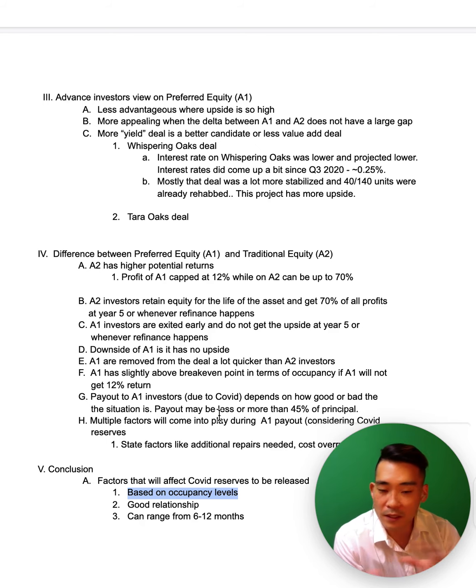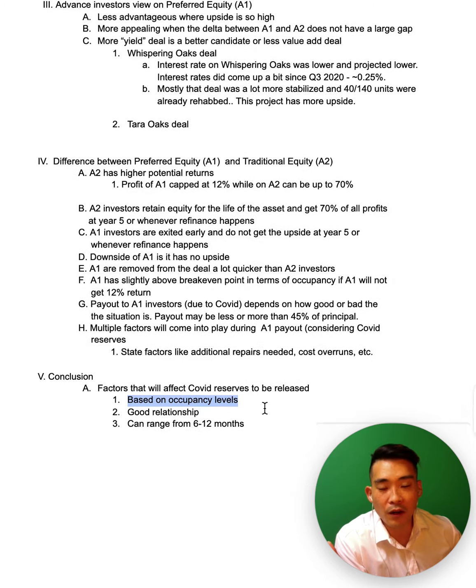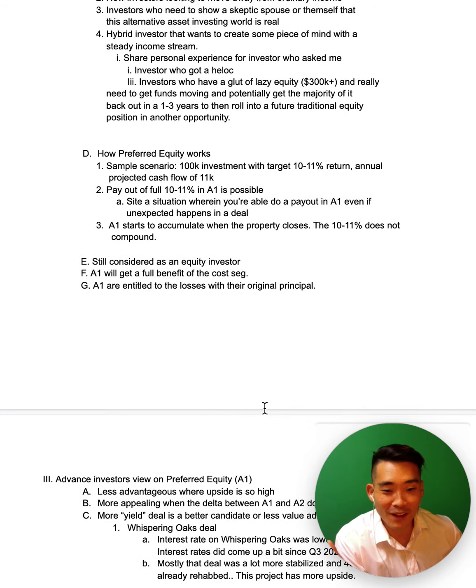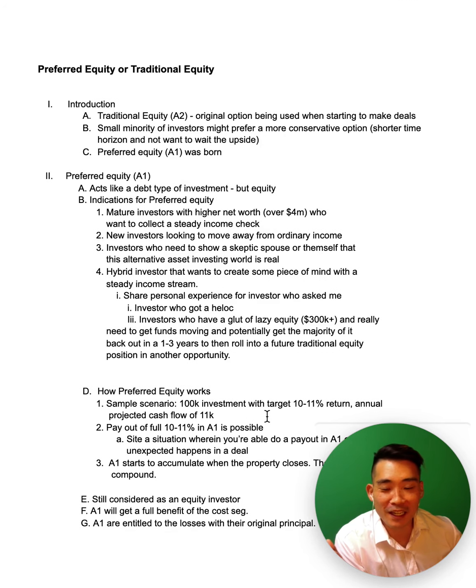And I'm like, here's the situation, right? We don't know. It's unprecedented. Nobody's had their COVID reserves released yet. Nobody has gone through a pandemic and had to go through these lender restrictions or terms. And so we don't know. We just know what the deal was with the banks, which was based on occupancy levels, good relationship, and 6 to 12 months. But, as with anything in investing, there is risk. You could be in there longer, but you're still accumulating your pref, right? Money is good. And that's the nice thing about being a pref equity investor.